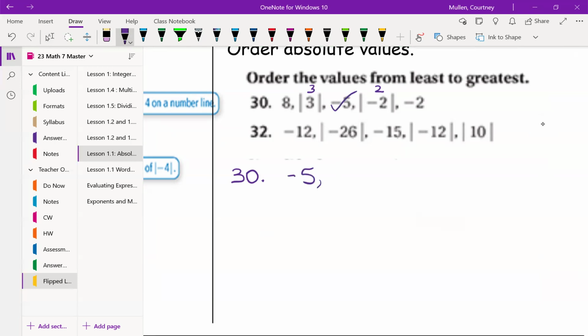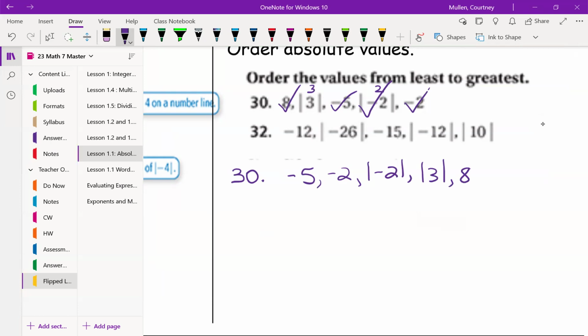Then what? -2 is next smallest. Then what? We have 2, 3, and 8. Well, it's 2, but when we write an order, we write it in its original format. Then we have the absolute value of 3, and finally 8. Pause the video and see if you can do number 32 on your own.